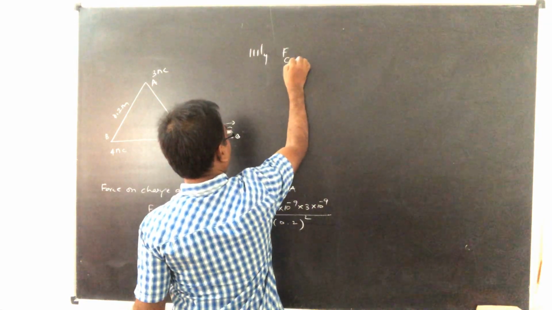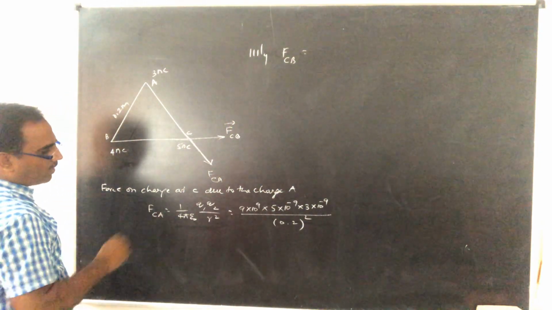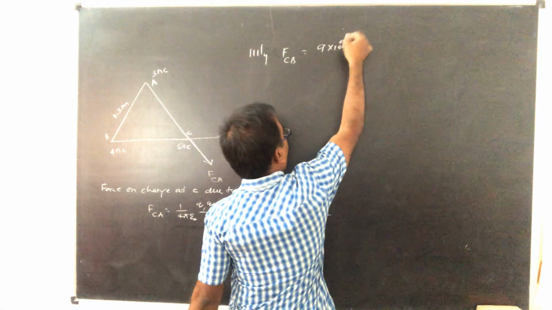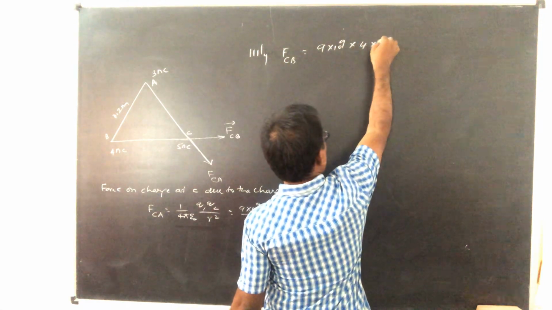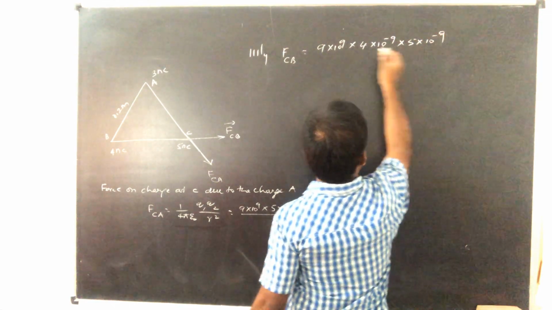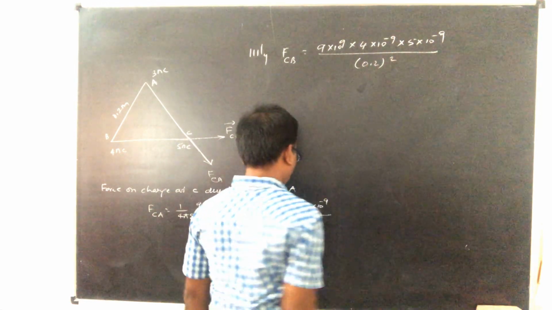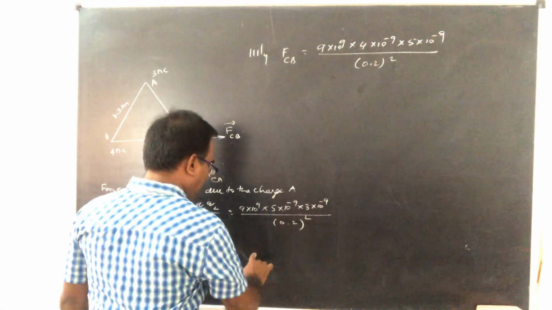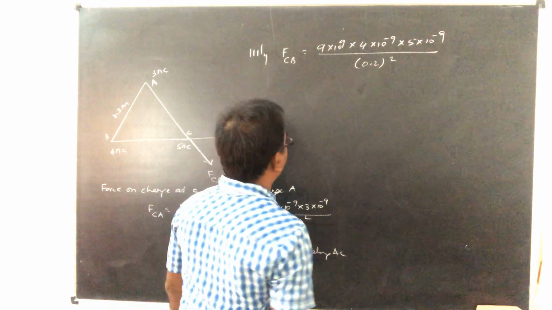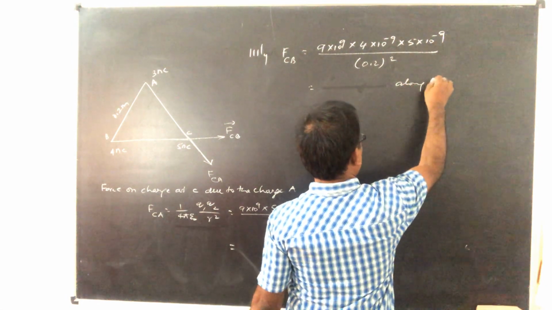Similarly, force on the charge at C due to the charge at B. Once you have written the formula, now you go for substitution straight away. So 9 into 10 to the power of 9. One charge is 4 nanocoulomb. Another charge is 5 nanocoulomb. The distance between these two charges is 0.2. So you do this calculation here and the direction is along AC. Here you also do the calculation. Direction is along BC.